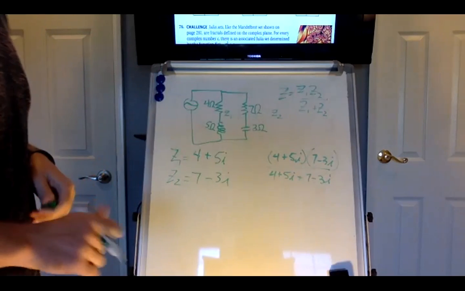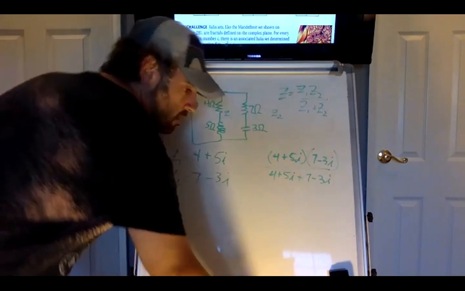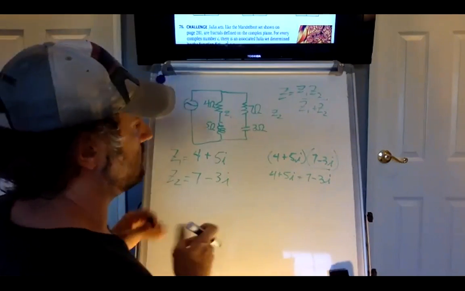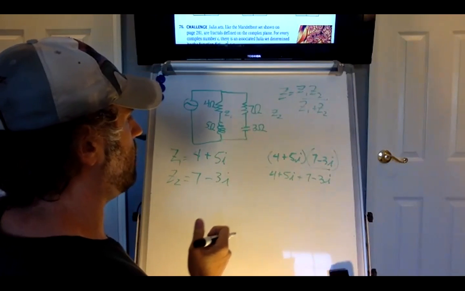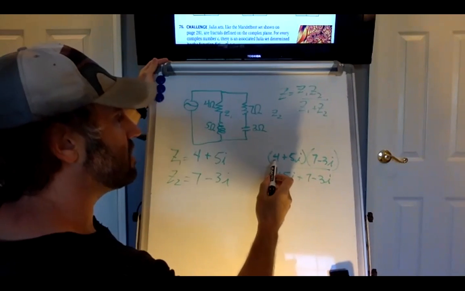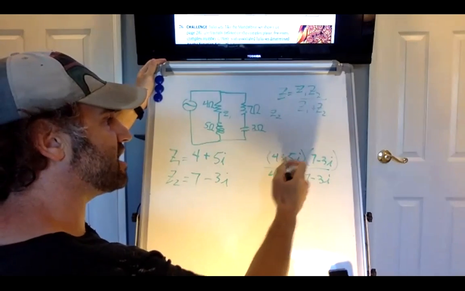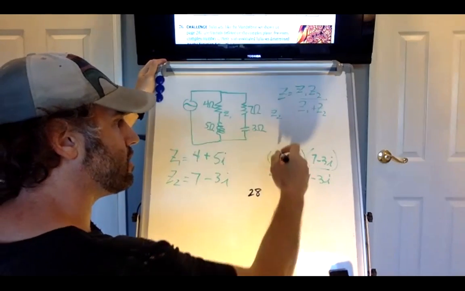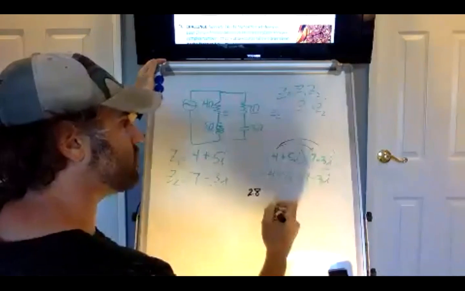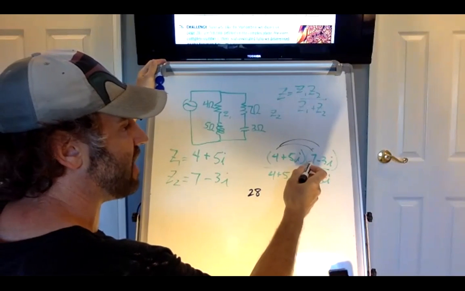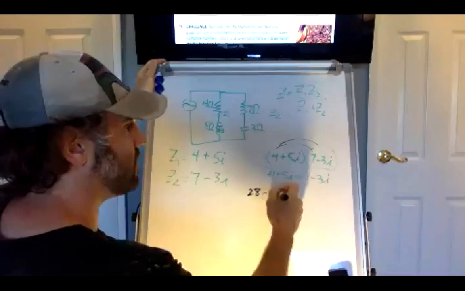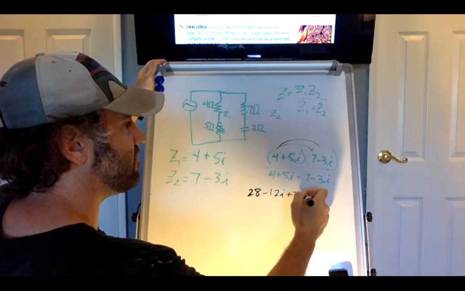Any questions so far? Okay, and then here you're going to have, let's see, 28. You're going to have negative 12i and positive 35i. So negative 12i, positive 35i.